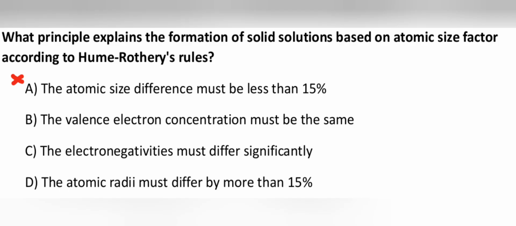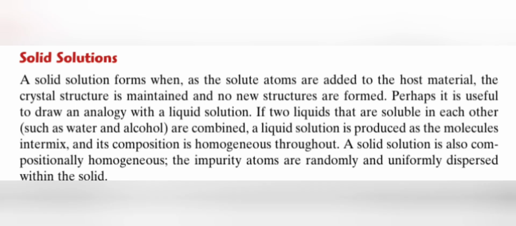Question: explain the formation of solid solution based on the atomic size factor according to Hume-Rothery's rule. Okay, before that we have to know what a solid solution is and the basic factors affecting it according to the Hume-Rothery rule. So what is a solid solution? A solid solution forms when solute atoms are added to a host material. Okay, we have a host material and we are adding a solute atom of another material. So the crystal structure is maintained and no new structures are formed. The solute atoms go into that host material and do not change the host structure.